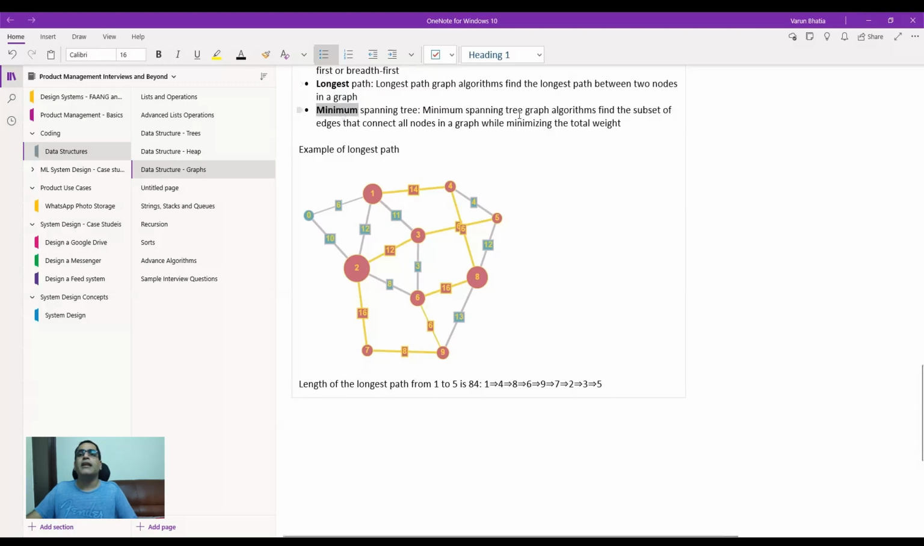Then there are minimum spanning tree algorithms. This is again related to the concept of weights, right? Minimum spanning tree algorithms find the subset of edges. So out of, let's say, 10 edges that you have, it will find the subset of edges that connect all the nodes in a graph while minimizing the total weight, correct? Similarly, you could have the shortest path algorithm. Reaching from node A to node B while minimizing the weights, or maximizing the weight, is also possible, right?